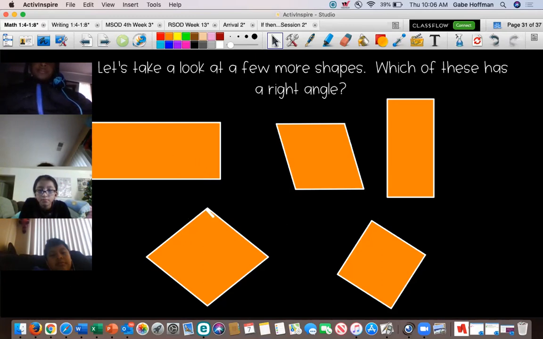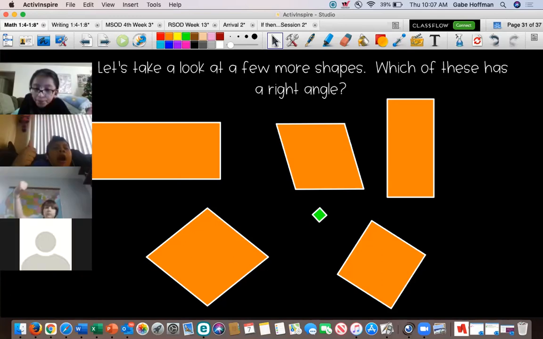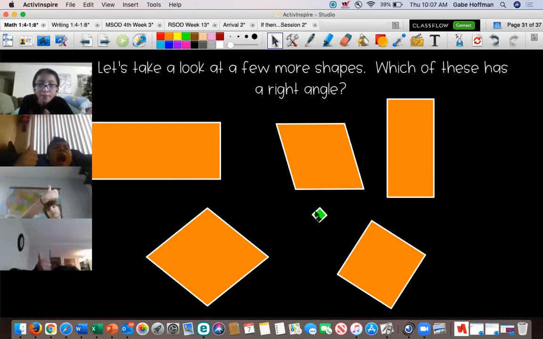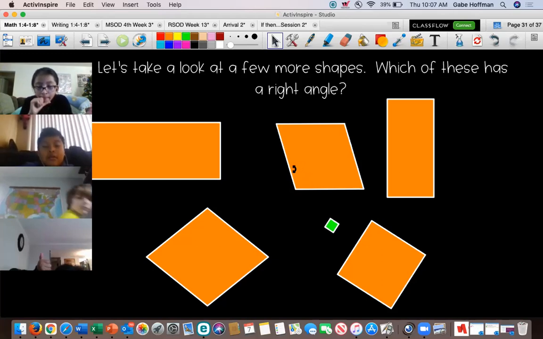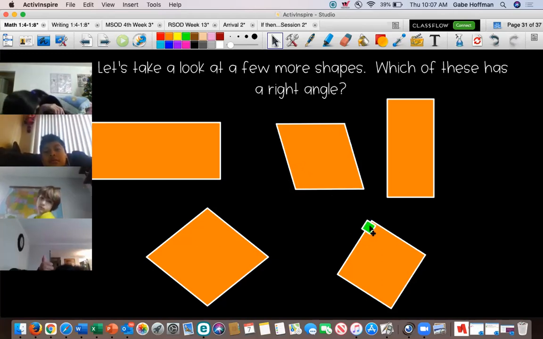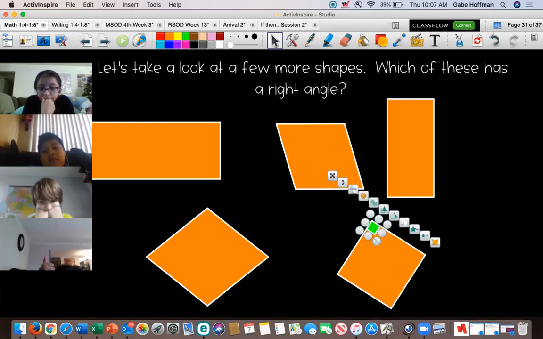Before we do this last one, I want you to show me thumbs up or thumbs down. Do you think this last one is going to be a right angle? Do you think it will? All right, let's check. Remember, I got to line it up perfectly. Boom. Yep, it works. Okay.